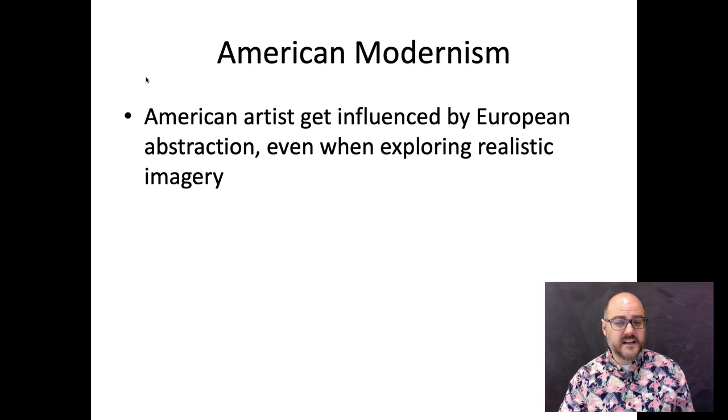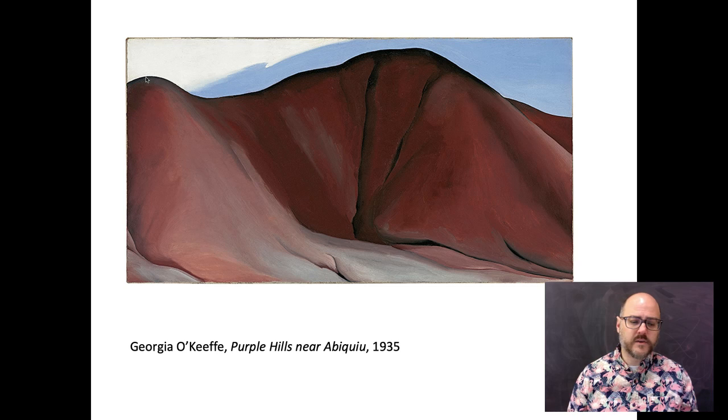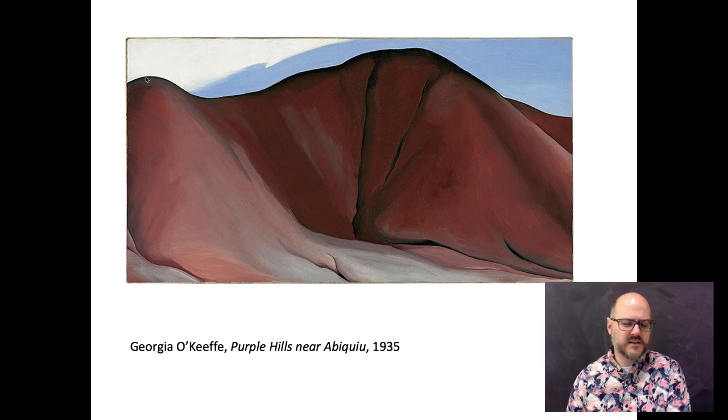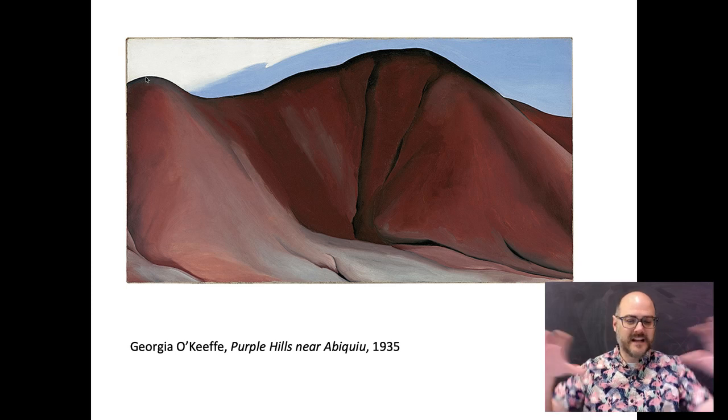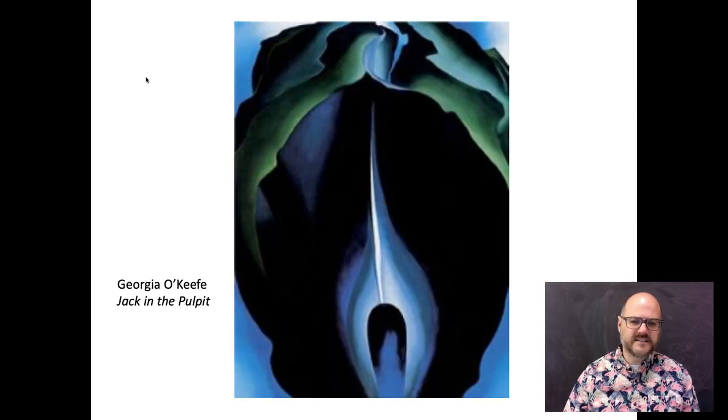American artists during this time period become influenced by European modernism, European abstraction, even when they're exploring realistic imagery, like Georgia O'Keeffe. And this is one of America's greatest homegrown artists, a very influential feminist artist. She moved from New York City, got tired of the hustle and bustle, to the New Mexico landscape and painted the landscape from her Model T studio. And she's probably best known for pieces like this.